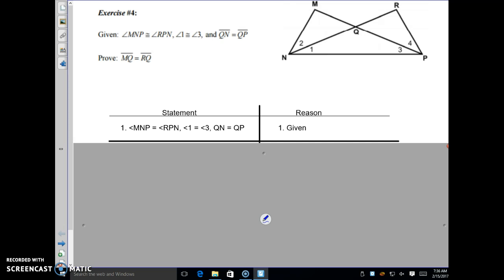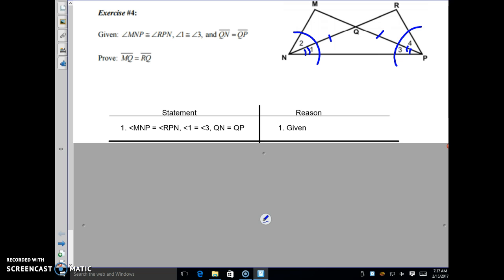On exercise 4, I believe this is page 18, when you look at the givens, it says angle MNP is equal to RPN. You want to make sure to mark those angles, MNP and RPN. Right away, you should notice that that's an entire whole angle. Then it says angle 1 equals angle 3. You want to mark those as well. And then QN equals QP. You want to make sure that you mark all of these.